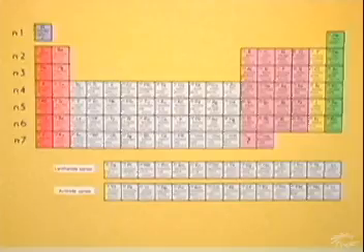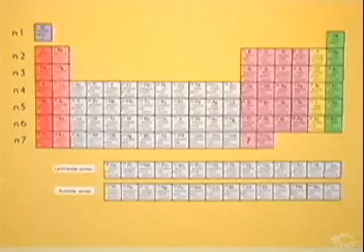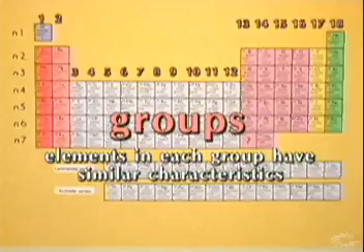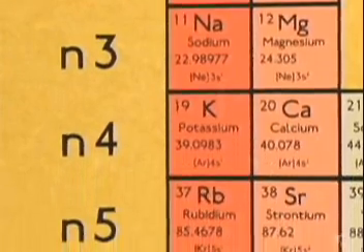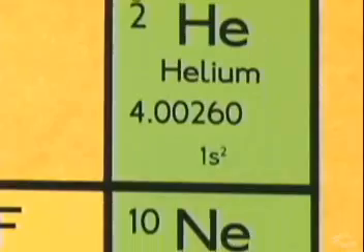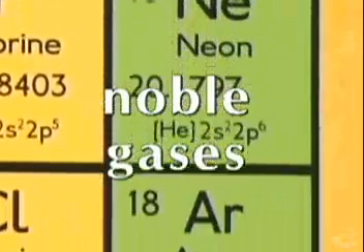Not only is the position of the element in the period significant, but so is its position on the vertical column. These columns are called groups. Their numbers are listed along the top of the table. Elements in each of these groups have similar characteristics, and because of this, they have been given names. The elements in Group 1, for example, are called the alkali metals, and Group 18 are called the noble gases.